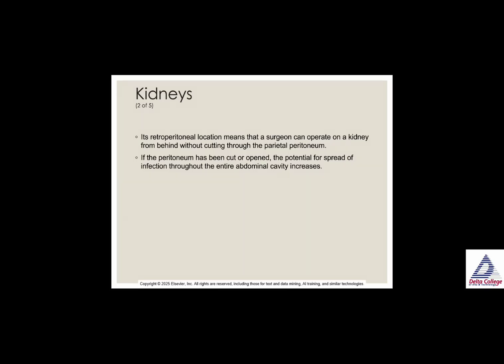So the kidneys' retroperitoneal location means that a surgeon can operate on a kidney from behind without cutting through the parietal peritoneum. If the peritoneum has been cut or opened, the potential for the spread of infection throughout the entire abdominal cavity increases, which we've already talked about. Peritonitis is bad, bad, bad.